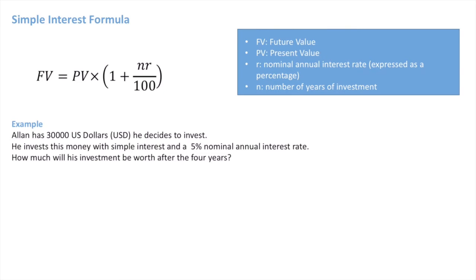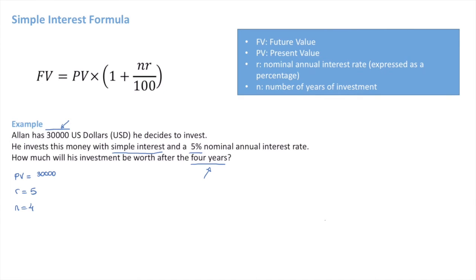Well, looking at the question here, we can see a few things. First of all, we can see that the amount he has to invest is $30,000. So we can go right ahead and say PV, present value, equals $30,000. We're then told that it's simple interest, and the rate is 5%. So we can go ahead and say that R is equal to 5. And we're asked how much his investment will be worth after 4 years. So that tells us that N is equal to 4.